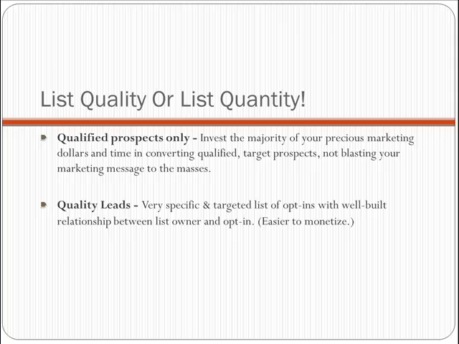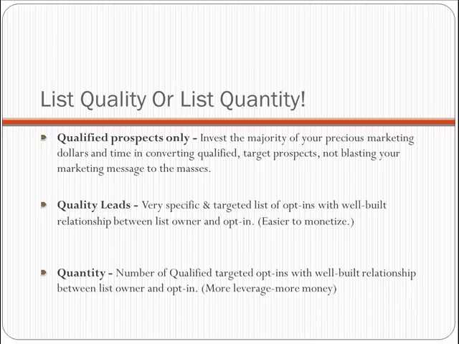We want quality leads, a very specific and targeted list of opt-ins with well-built relationships between list owner and opt-in. These are easier to monetize. When you focus on the people that are specifically looking for what you are trying to solve, they're looking for a solution to the problem that you have the answers to. Those are good quality leads, and you can build an easier relationship with them. And once that relationship gets built, it's much easier to monetize than just sending it out to the masses.